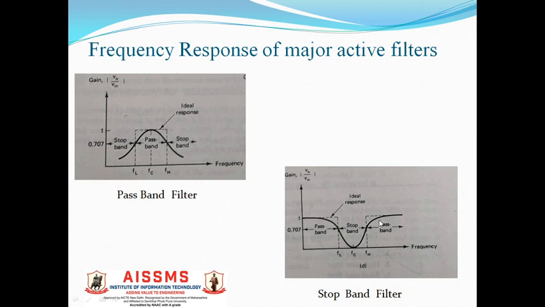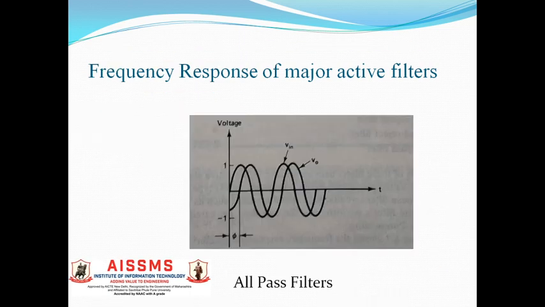Then you have the last type of filter, which is the all pass filter. We have not shown a frequency response of the filter, but we have shown a phase shift between the input and output voltages of an all pass filter over here. So this represents the input voltage, this represents the output voltage, and you have represented it with respect to time. Then what do you understand by this all pass filter?